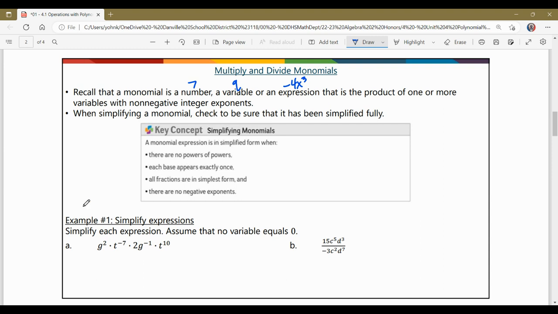So let's see how we simplify. Simplify each expression, assume that no variable equals 0. If any variable equaled 0, then we might have a 0 in the denominator, and that's not good.